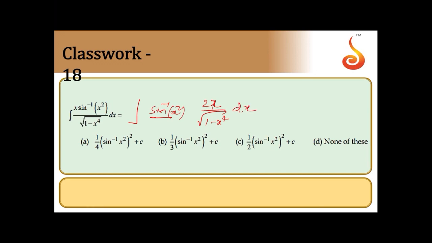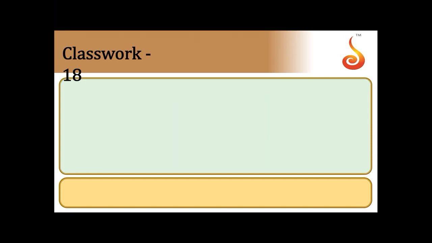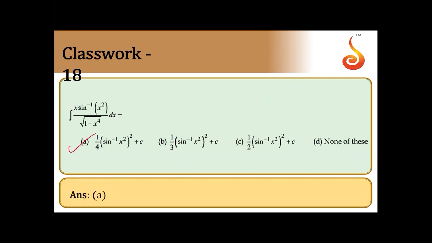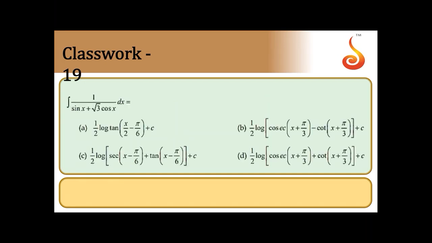Everything is there in the given integral except 1/2. So I am multiplying and dividing by 2 so that this whole thing becomes dt, and this is nothing but t. So it is half the integral of sin⁻¹(x²) times the differential of sin⁻¹(x²), which is t dt. That gives t²/2, which means 1/4 (sin⁻¹ x²)². The first option, 1/4. You get it.